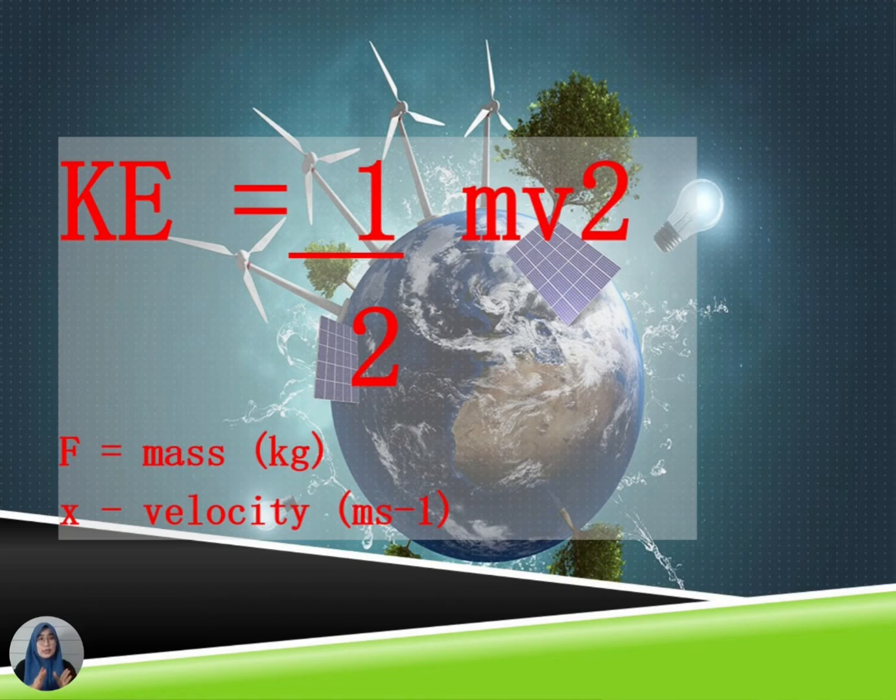And the last one is KE, which is kinetic energy, equal to 1 over 2 mv square. Sorry, I put it wrong here. That is F, supposedly that is m. So m is equal to mass, which is in kg, and v is velocity, which the unit is m over second. So those are the 5 formulas you must memorize and remember.